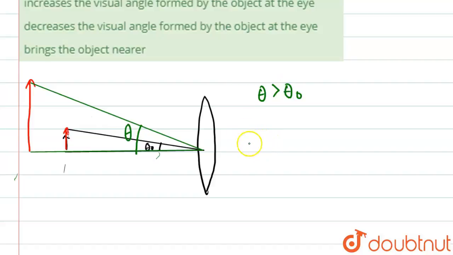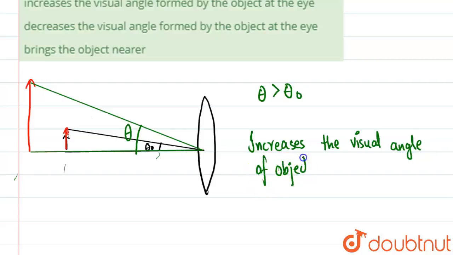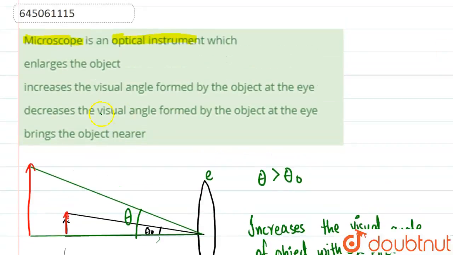So what does the microscope do? Basically, it increases the visual angle of the object with the eyepiece. This is the eyepiece only that I was talking about. So what will be our answer? Our answer will be option B, the increase in visual angle formed by object and eye.